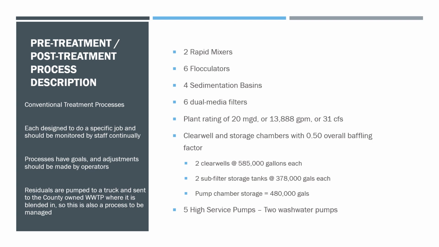You look at the pre-treatment and post-treatment process description. There are 2 rapid mixers, 6 flocculators, 4 settling basins, and 6 dual media filters. And again, the plant is rated at 20 mgd or 13,888 gallons per minute, which works out to 31 cubic feet per second. The clear well and storage chambers have a 0.5 overall baffling factor. There are 2 clear wells, 2 subfilter storage tanks, and a pump storage chamber. All those add up to over 1 million gallons of storage. And you have 5 high service pumps and 2 wash water pumps that take water out of the backwash filters.